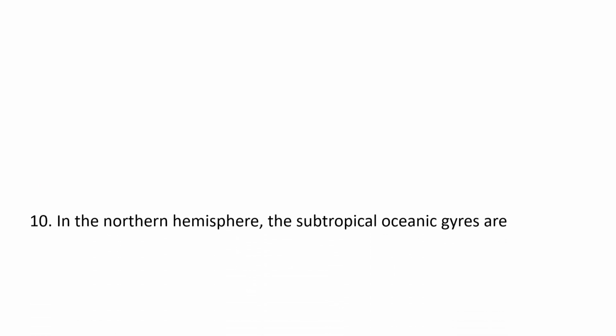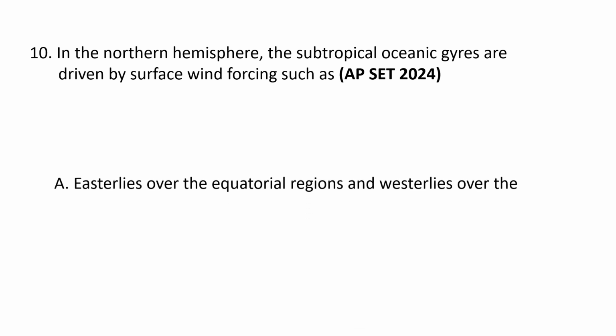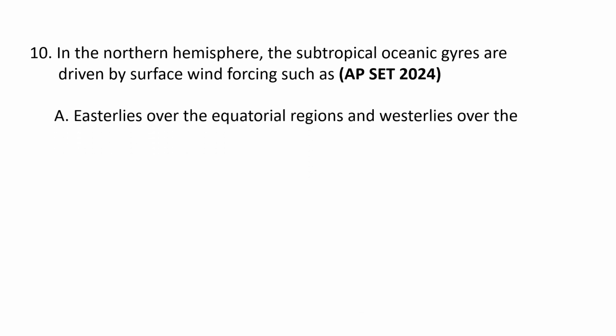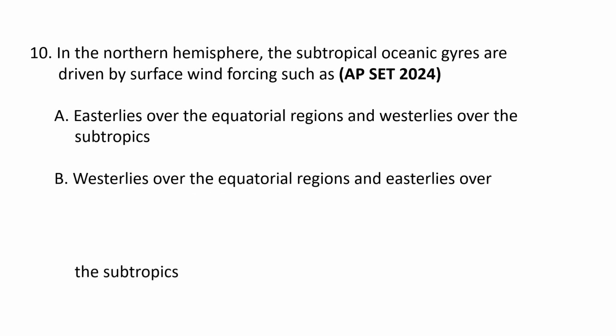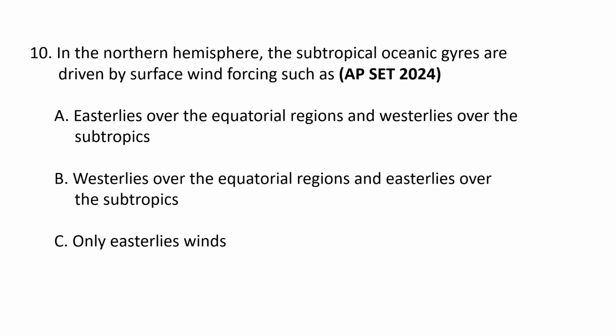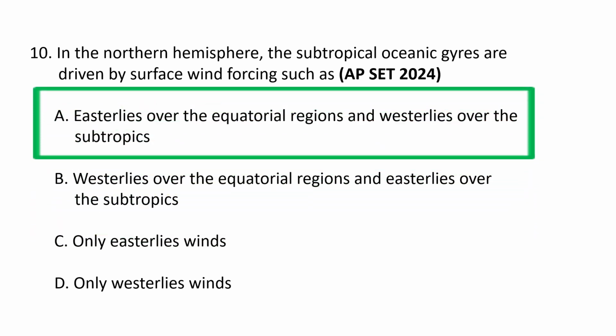Next question. In the northern hemisphere, the subtropical oceanic gyres are driven by surface wind forcing such as A. Easterlies over the equatorial regions and westerlies over the subtropics, and B. Westerlies over the equatorial regions and easterlies over the subtropics, and C. Only easterlies winds, and D. Only westerlies winds. The correct option is A.